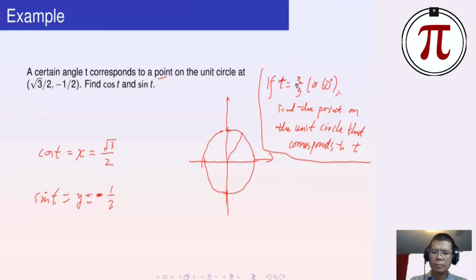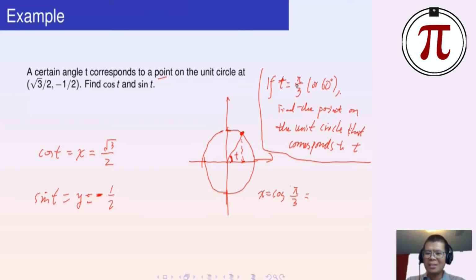Would it be 1/2 over square root of 3 over 2? Very good. So I think that's right. Here it is going to be this point. We want to find out this point. So t is pi over 3, which is 60 degrees. It's something like this. For this one, as we know, the x coordinate is cosine t, so x equals cosine pi over 3. So what is cosine pi over 3?